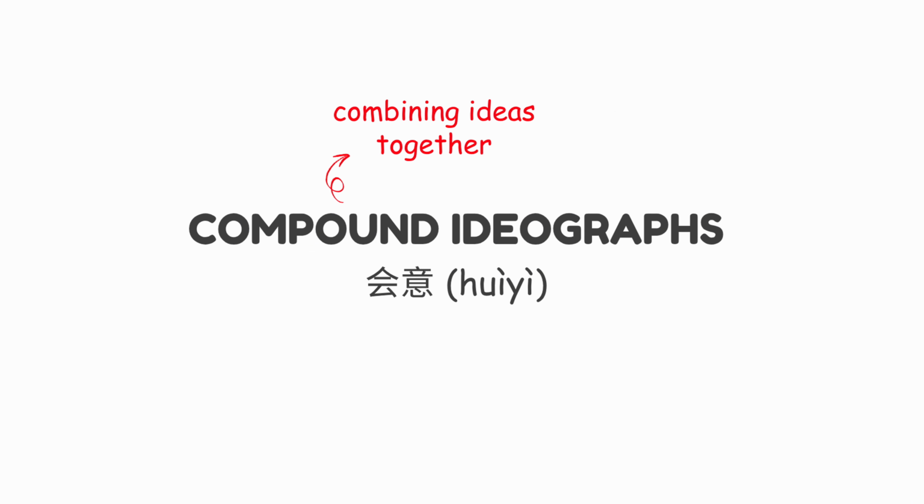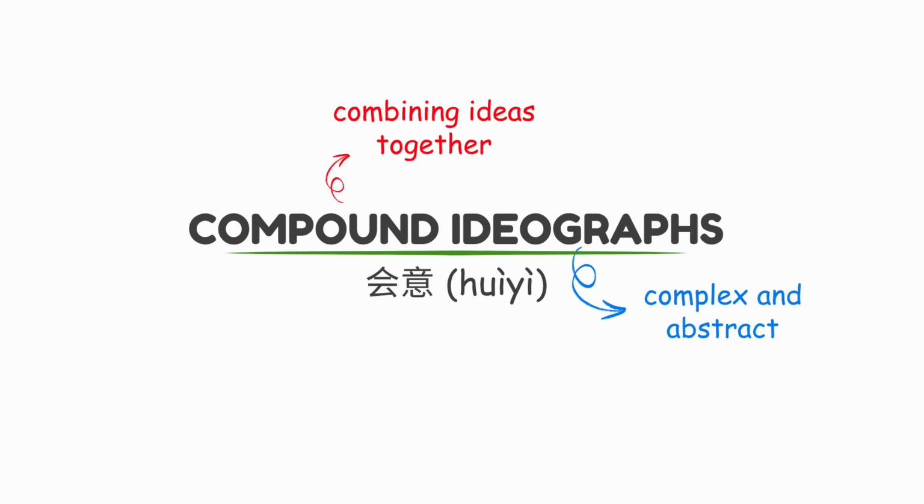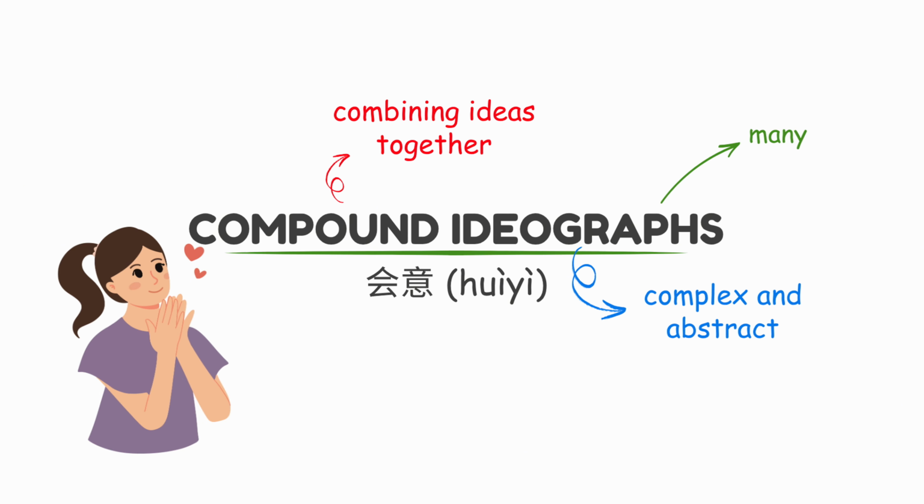This method is very good for expressing complex ideas or rich cultural meanings. Actually, in Chinese, 会意字 have a big family, which is great news for you. Once you learn some common basic characters, learning new ones becomes so much easier and faster.